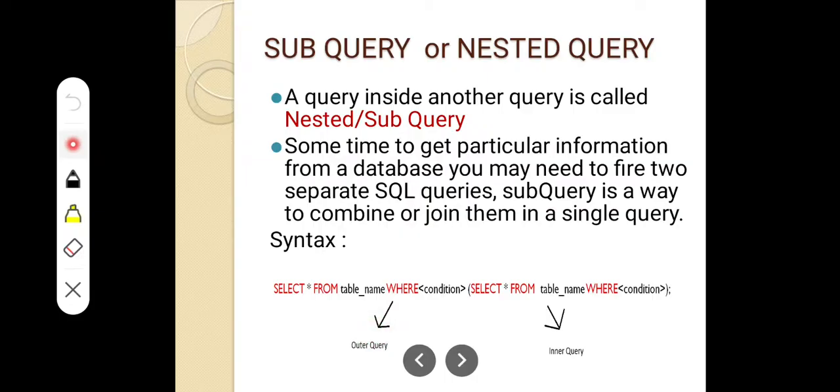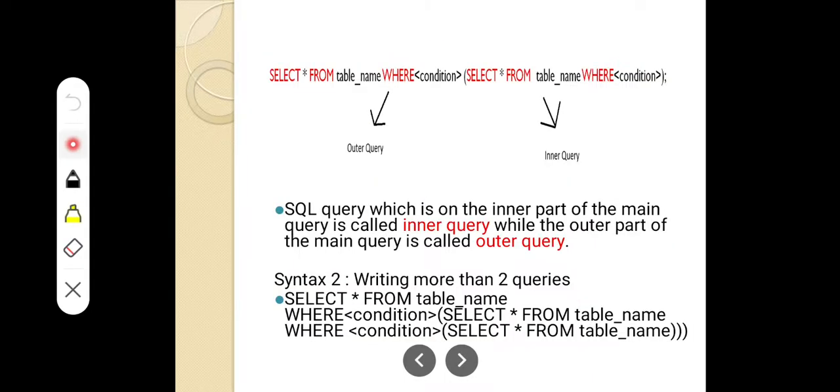Clear? So why are we writing these two queries? Because in order to retrieve information, we require these two queries. So in order to combine these two queries into a single query, we will be using the concept of nested query. The same syntax is repeated here: select star from table name where condition, select star from table name where condition.